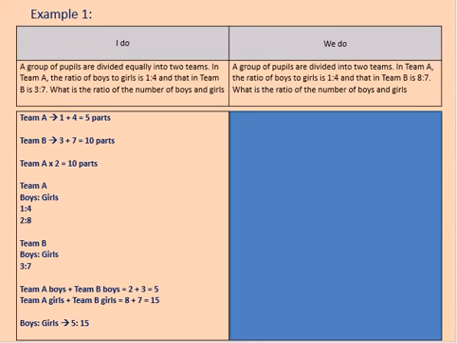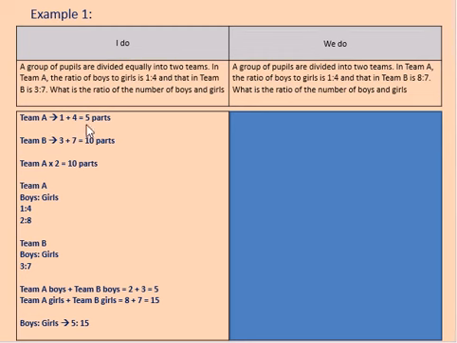So look at the team A ratio, that's 1 to 4. And look at the team B ratio, that's 3 to 7. First thing we're going to do is add up the ratio of team A and add up the ratio of team B. So team A, the total ratio, 1 plus 4, makes up 5 parts. And for team B, 3 plus 7 makes up 10 total parts. Now look at the question, it says a group of pupils are divided equally into two teams. So divided equally, team A and team B should represent the same amount of parts, which they don't.